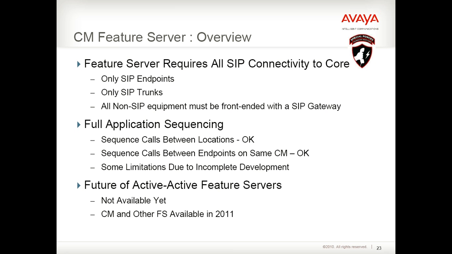So there are a lot of customers that are doing this today. They may have a remote site that is digital or even analog, and they're putting in a SIP gateway in front of it to handle the SIP trunking to communicate with the core, and obviously they're still taking advantage of what they have at their remote location. Full application sequencing. So sequencing calls between locations works 100%. Sequencing calls between endpoints on the same communication manager works 100%. And then obviously there's more development in the future.